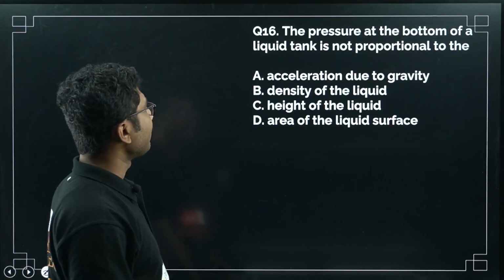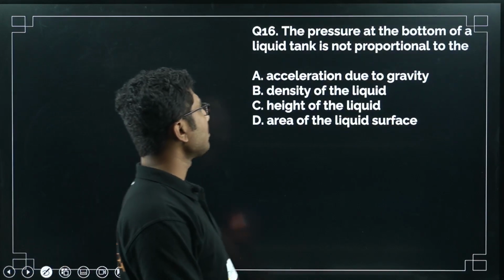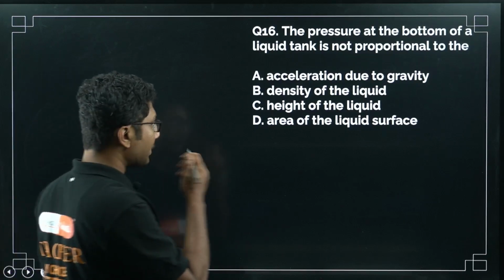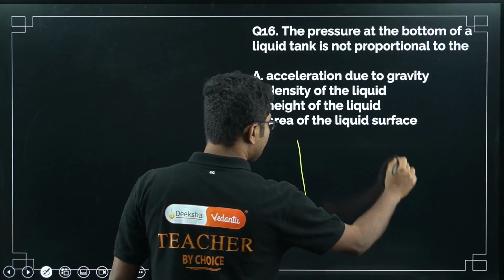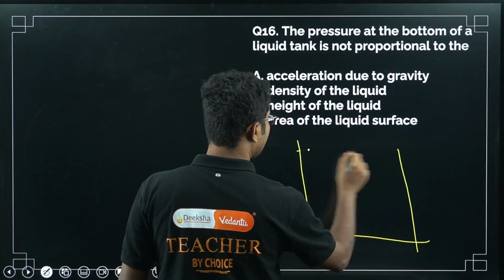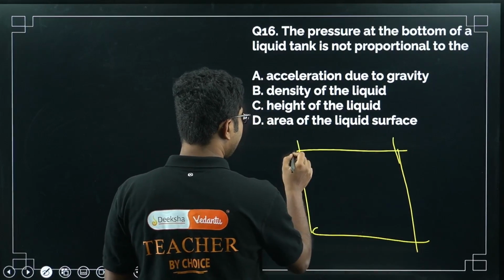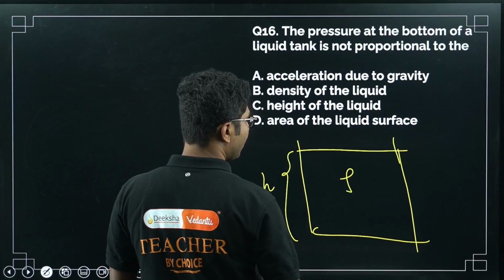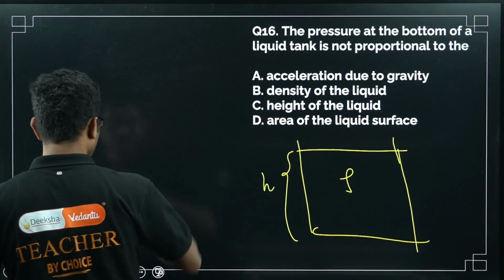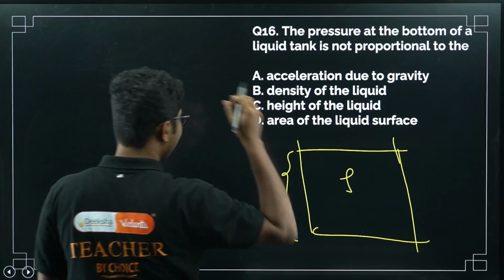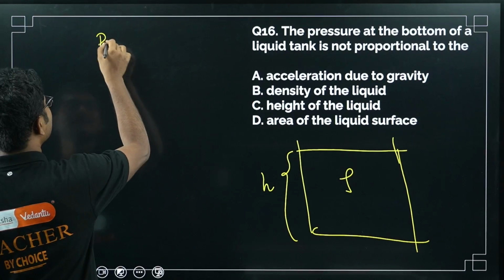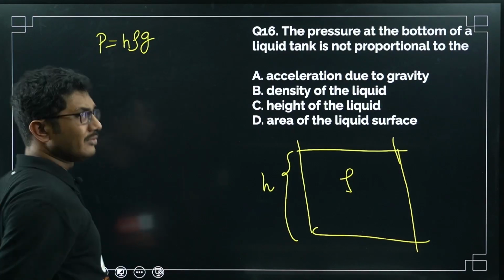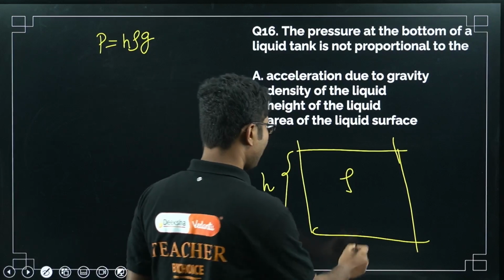Okay, question number 16. The pressure at the bottom of a liquid tank is not proportional to. So what is the pressure of a liquid in a tank? Suppose we have a liquid. Okay, the height is say h, the density of the liquid is rho. So what is the pressure? Pressure is h rho g, we know that, right? This is the pressure at the bottom.